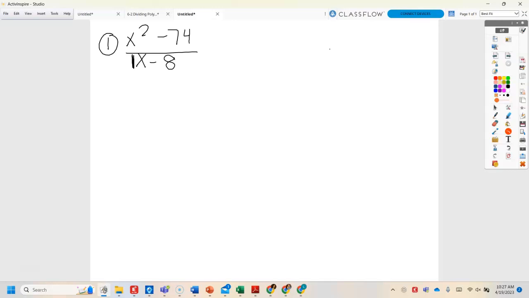What I have to do though is take into account that this problem is missing the x term, and when I set it up for synthetic, I need to place a 0 as a placeholder for the linear term x. So remember to set this up for synthetic. You take the opposite of whatever is being added or subtracted to your x. In this case, x is being subtracted by 8, so in my box for synthetic, we're going to put a positive 8.